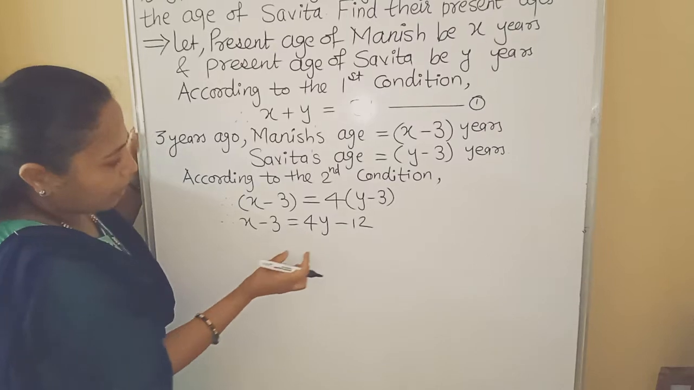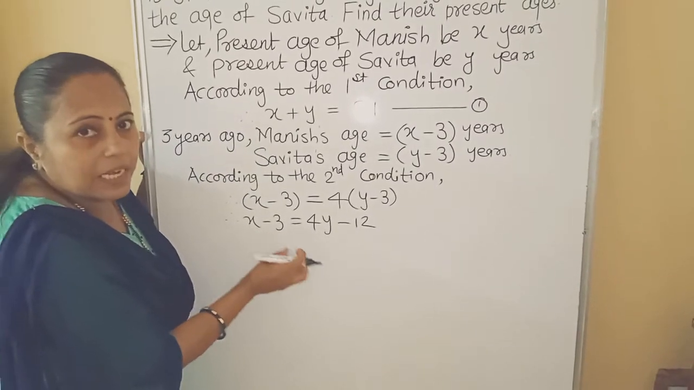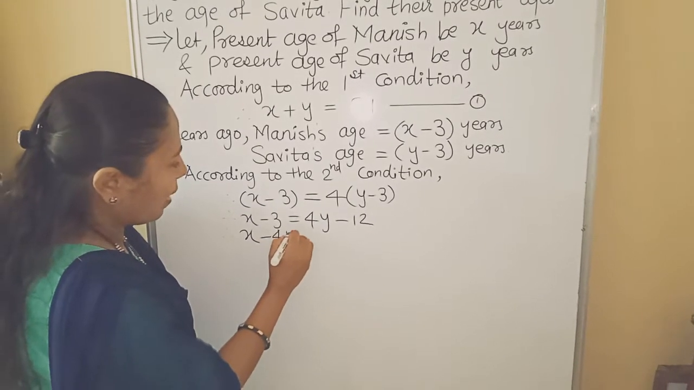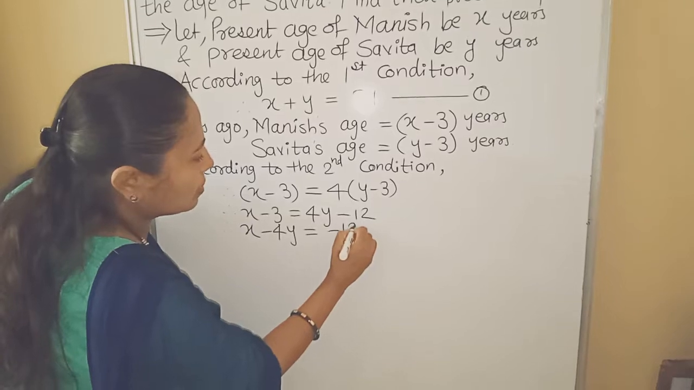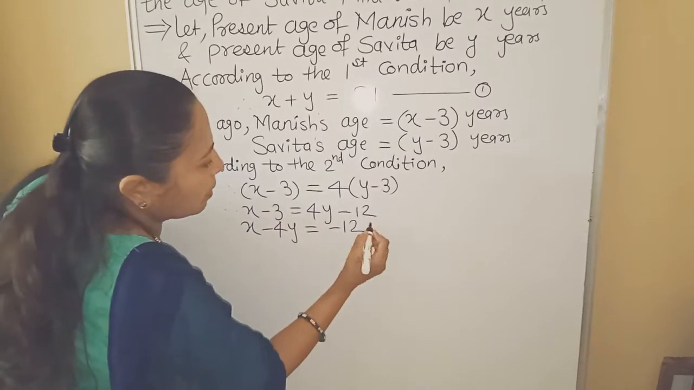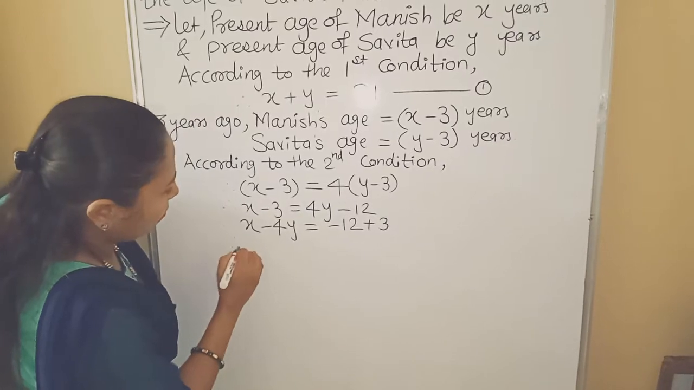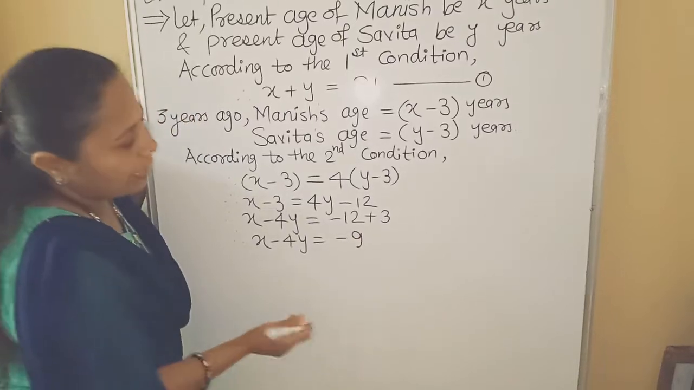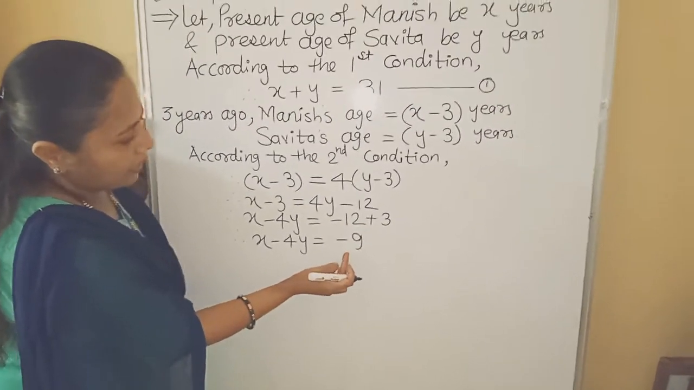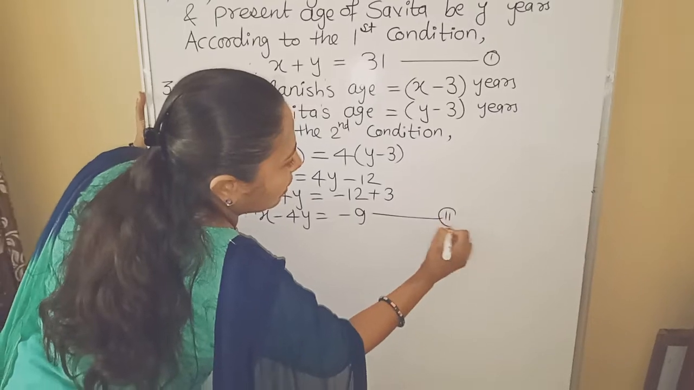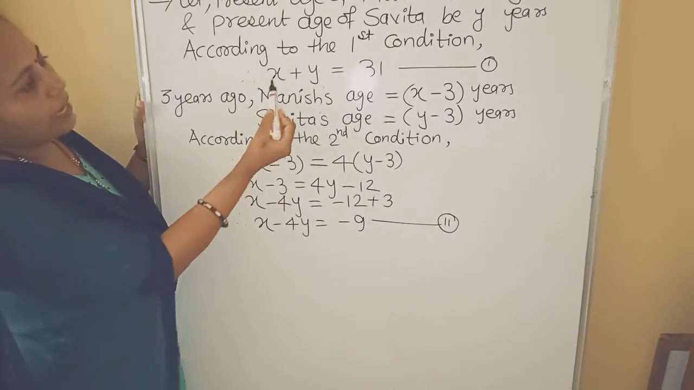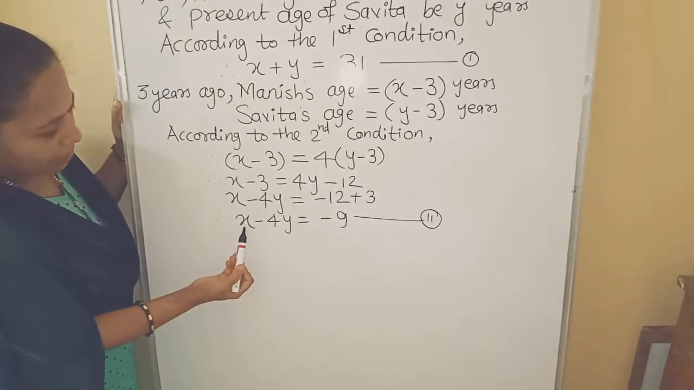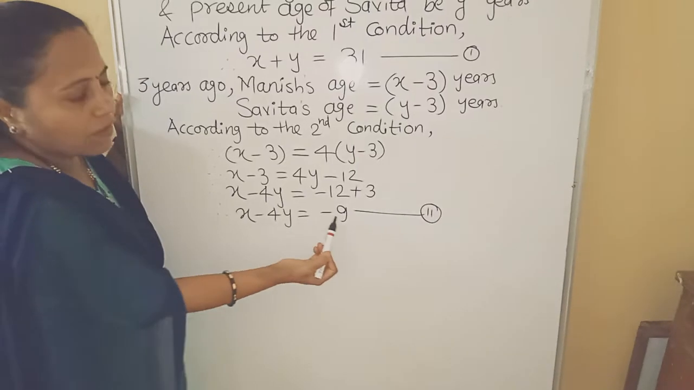Let's take 4y on the left hand side and minus 3 on the right hand side. Therefore, x minus 4y equal to minus 12. This minus 3 will become plus 3. Therefore, x minus 4y equal to minus 9. Minus 12 plus 3 is minus 9. This is our equation number 2. Now students, you can see the first equation is x plus y equal to 31 and the second equation is x minus 4y equal to minus 9.